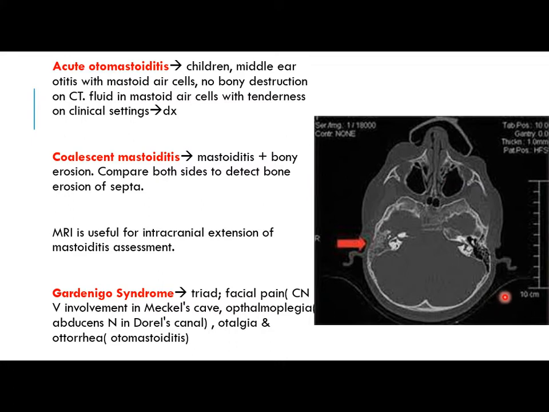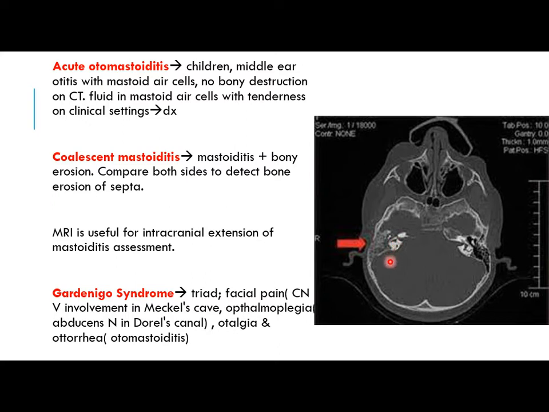Another condition, we have acute otomastoiditis. It's more common, as we said, in children, middle ear otitis with mastoid air cells, but there is no bony destruction on the CT scan, and there will be fluid in the mastoid air cells with tenderness in the clinical setting. In coalescent mastoiditis, we have mastoiditis with bone erosion. Because we said in acute otomastoiditis in children, we don't have bone erosion. But in coalescent mastoiditis, whenever we see erosion, we call it coalescent. And we compare both sides in order to see this destruction, and we can identify the change that has happened between the two sides.